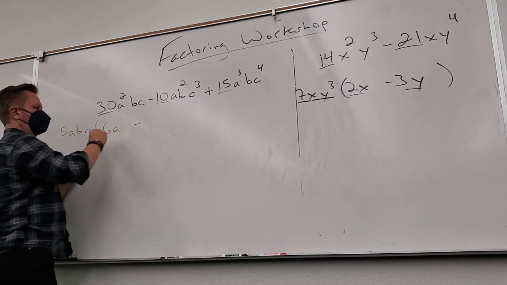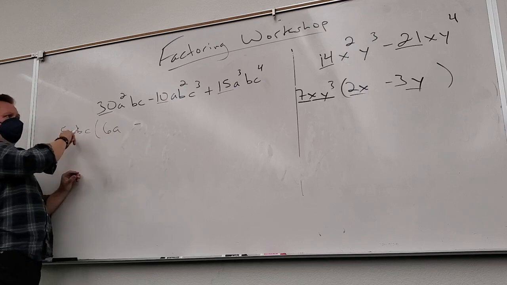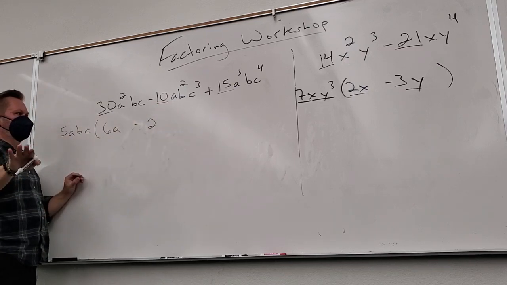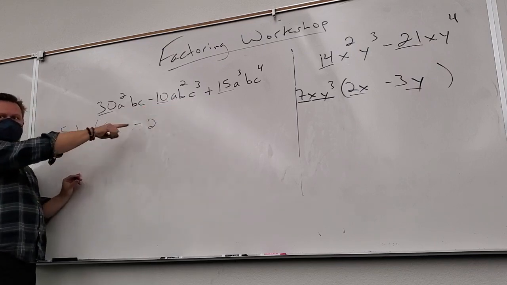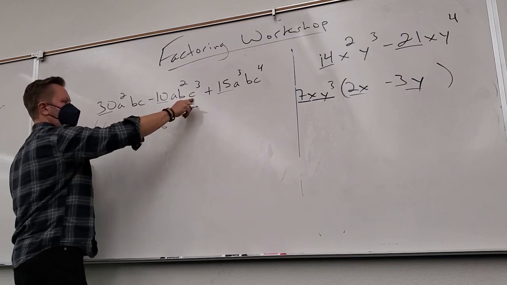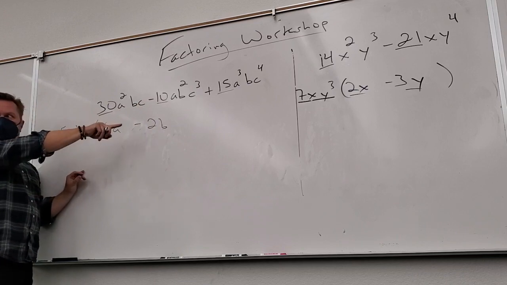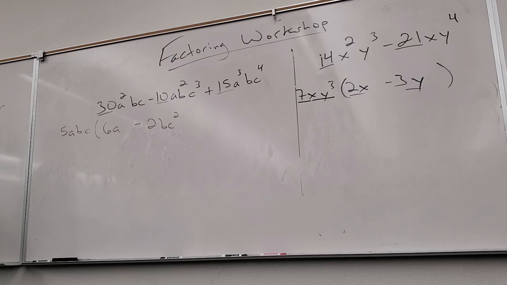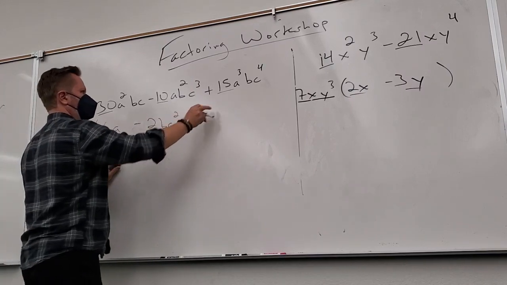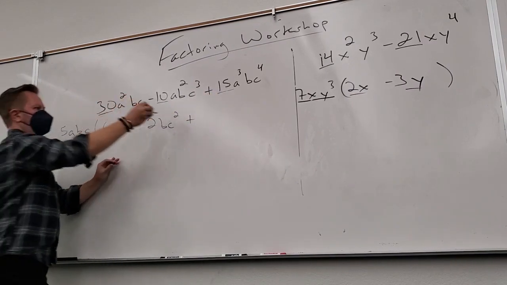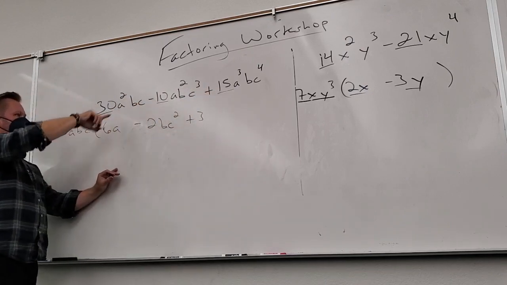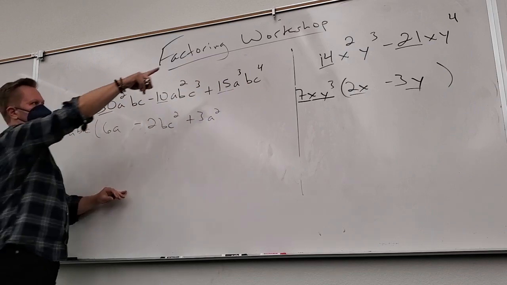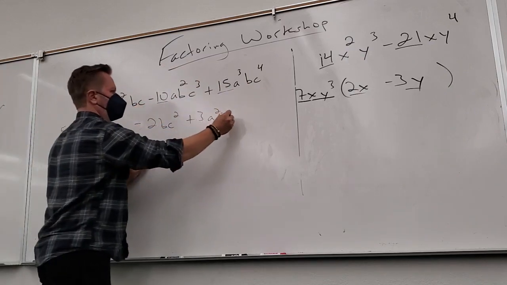Minus 10 divided by 5 is 2. 1 A took an A, no A left. 2 B's took a B, 1 B. 3 C's took a C, 2 C's, C squared. Plus 3. A squared. No B's. C cubed.